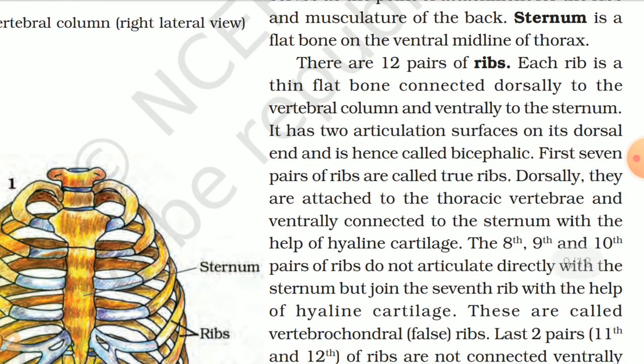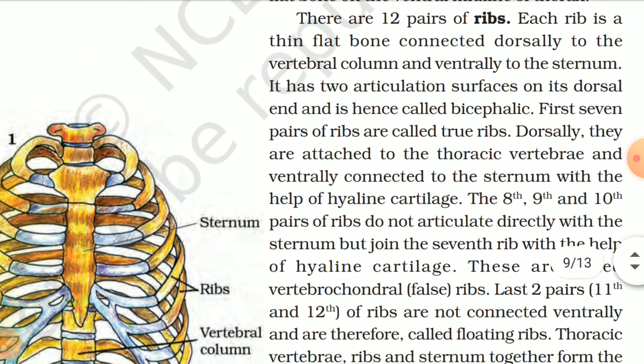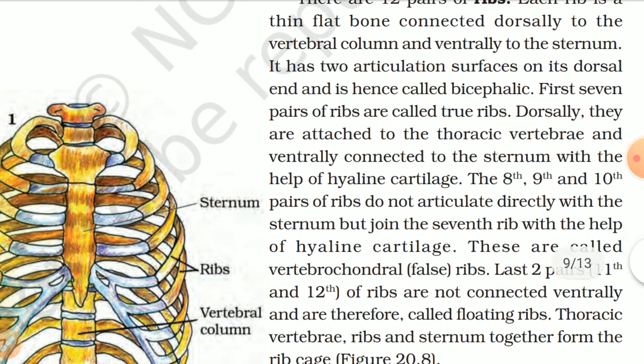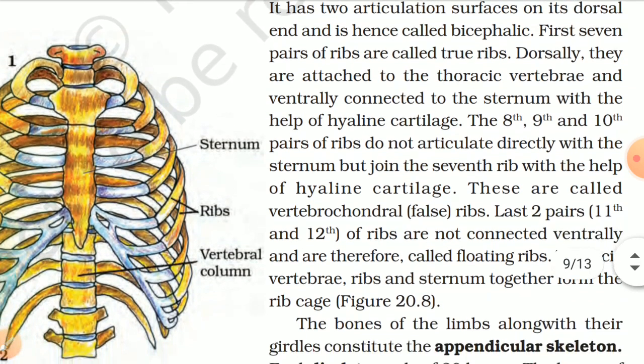The first 7 pairs of ribs are called true ribs. Dorsally, they are attached to the thoracic vertebrae and ventrally connected to the sternum with the help of hyaline cartilage. The 8th, 9th, and 10th pairs of ribs do not articulate directly with the sternum but join the 7th rib with the help of hyaline cartilage.